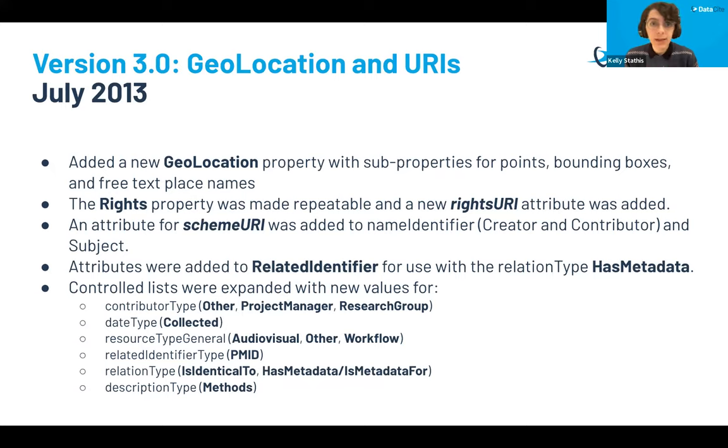Related identifier also had new attributes added to support references to a related metadata scheme, which were to be used with a new relation type, has metadata. This relation type can be used to link a DOI to an external metadata record for the same resource, which is useful for connecting DOIs, for example, to domain-specific metadata that's hosted elsewhere. In addition to this relation type, there were several other additions to control lists, which are listed on this slide. Three new contributor types: other, project manager, and research group; a new date type, collected; three new resource types: audiovisual, other, and workflow; a new related identifier type, PMID or PubMed ID; new relation types for is identical to, and the has metadata and is metadata for pair; and also a new description type for methods information.